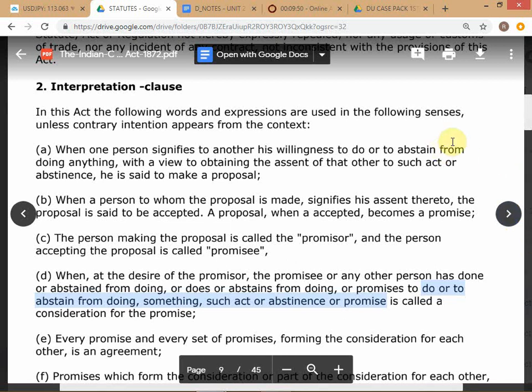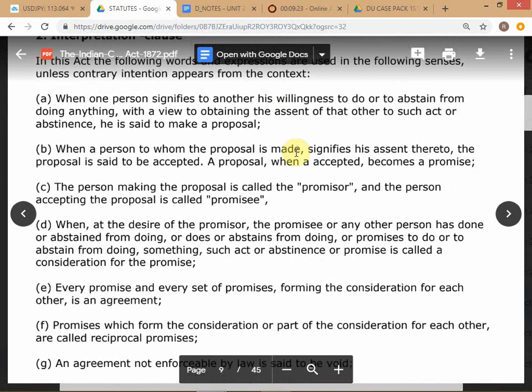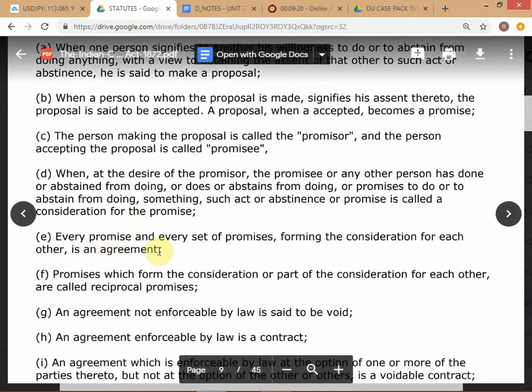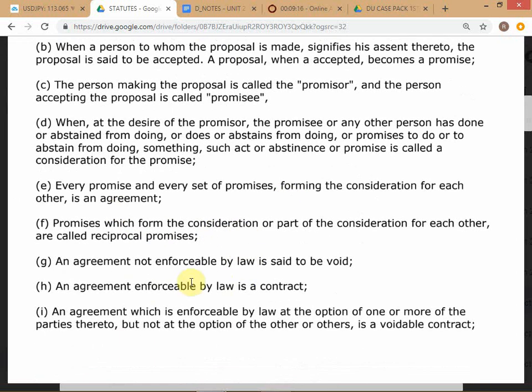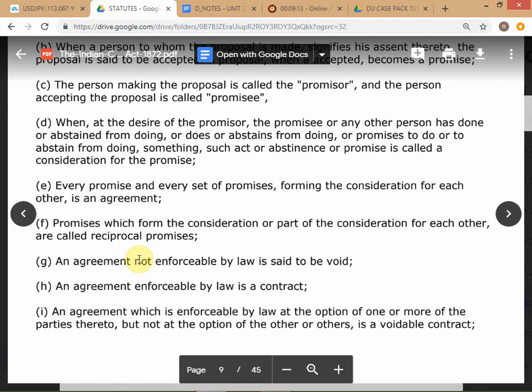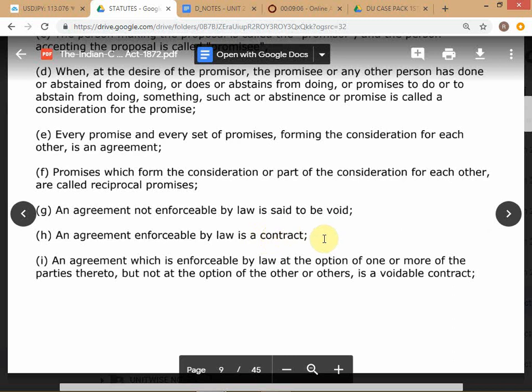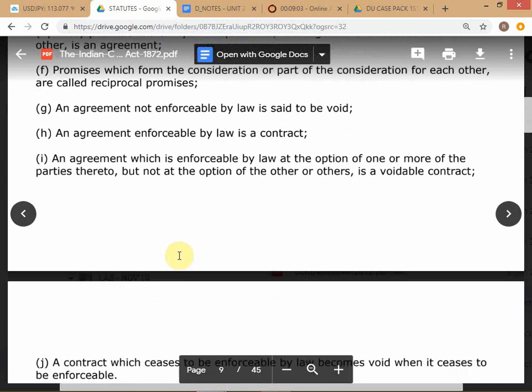So you see that it is laid out in a particular way. You can see this when one person signifies. So what are they mentioning in clause A? In clause A, what are they saying? Proposal. In clause A, they're defining a proposal, okay? Then in clause B, they're defining a promise. Then clause C is promisee, clause D is consideration. Okay, clause D is consideration. So these are all concepts that we have to be clear about. Then here you have agreement. What is an agreement? Okay. And then reciprocal promises. What is a void agreement? Okay. Never say void contract. Okay. Agreement and an agreement. And what is a contract? So finally you have a contract. Okay. And agreement. And here then you have voidable contract. Okay.